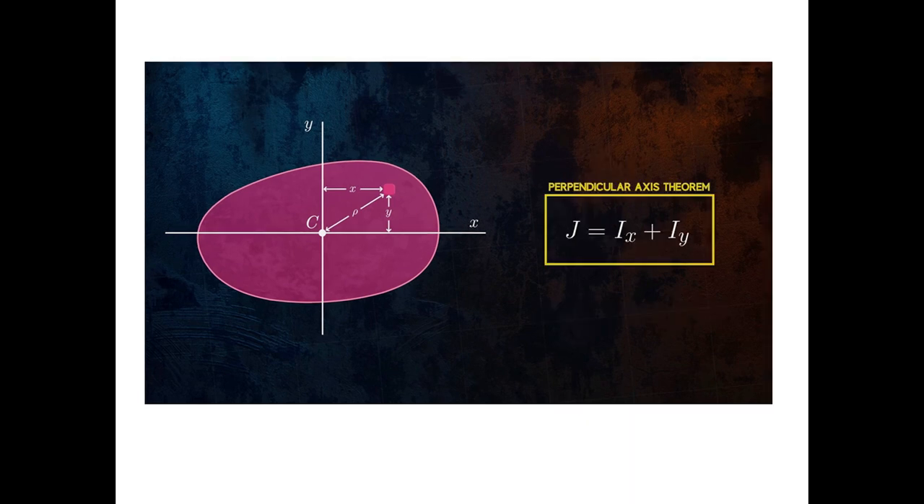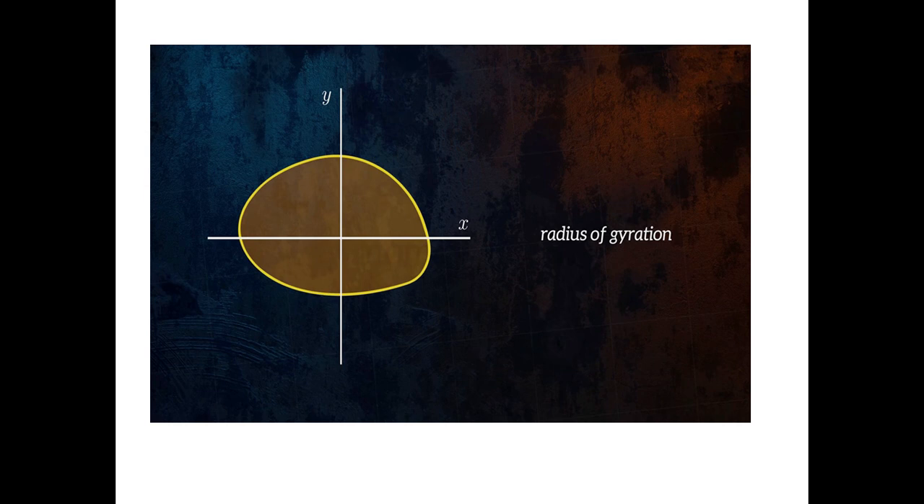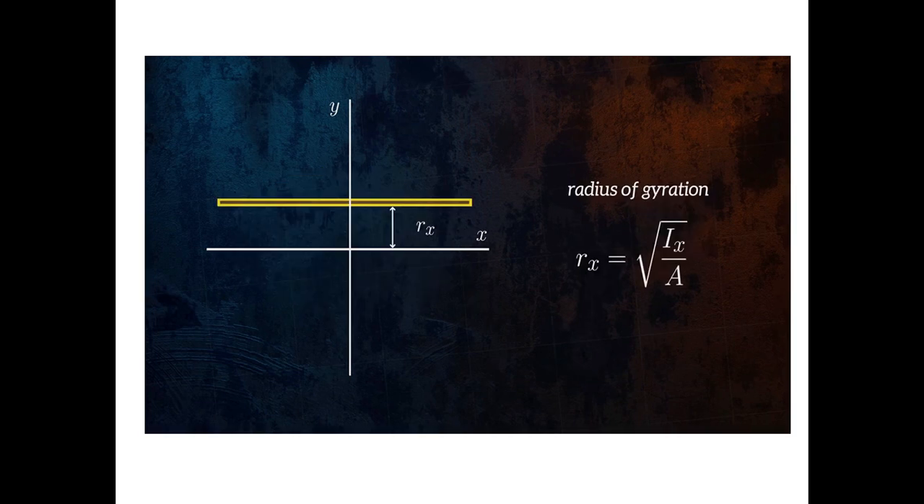From the perpendicular axis theorem, it is proved that the polar moment of inertia is equal to the area moment of inertia about the x axis plus the area moment of inertia about the y axis. We can also write this J as capital I subscript Z, the moment of inertia in the Z direction. If we have an arbitrary body, then we can use radius of gyration. Radius of gyration represents the theoretical distance at which we can condense the entire area of the cross section into a narrow strip to get the same moment of inertia as the original cross section. Radius of gyration can be represented with the symbol R or K.